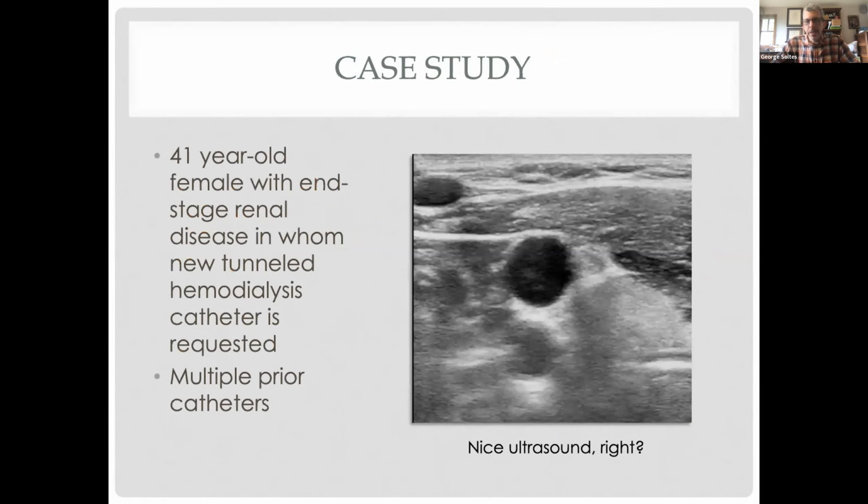So this happened to come up recently, so I decided to throw it in the talk. Here's just the kind of patient we see every day: a 41-year-old female with end-stage renal disease. They wanted a tunneled dialysis catheter; a fistula had gone down and she needed access. She'd had lots of catheters in the past. So here's our typical ultrasound of the right side of the neck. There's the IJ, there's the carotid, which lives just deep to it. So it looks pretty good, right?